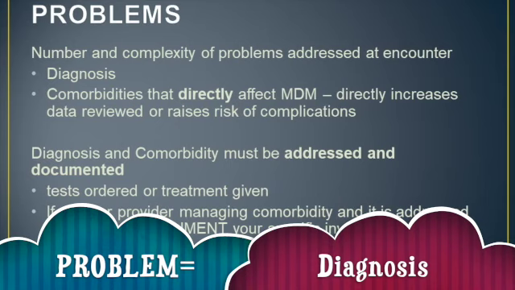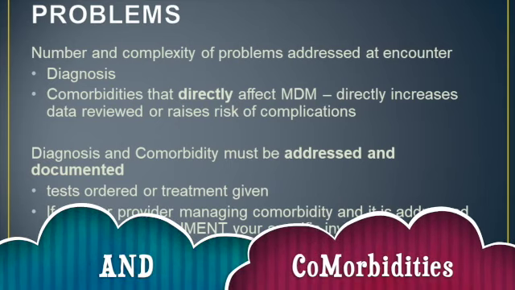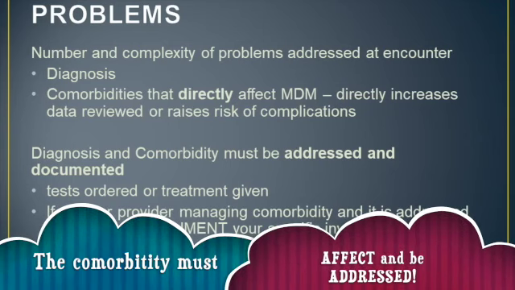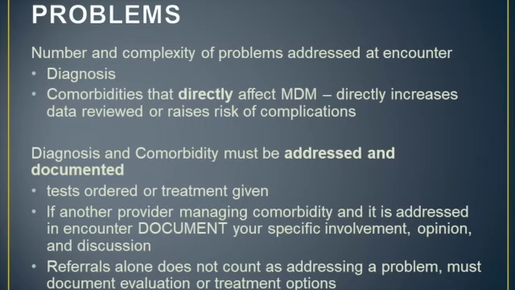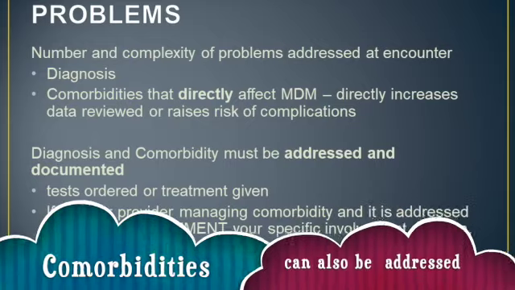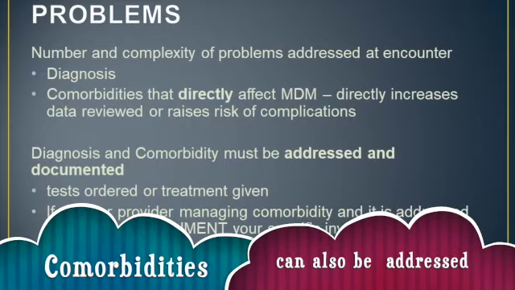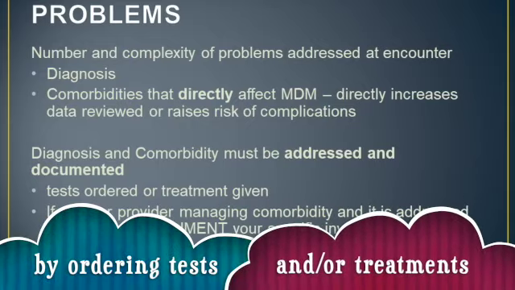In problems, the problems are the number and the complexity of the problems that are addressed at the encounter. So those are your diagnosis, your colds, your asthma, your high blood pressure, and then any comorbidities that affect your medical decision making. So if you have a child with a cold and cough and they also have asthma, then you're addressing that asthma, start the nebulizer treatments, then that comorbidity directly affects your diagnosis and should be included.